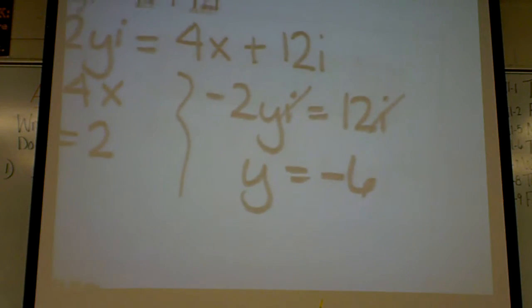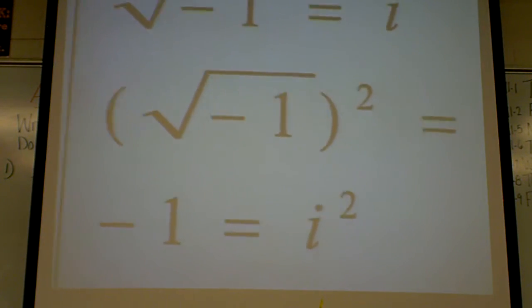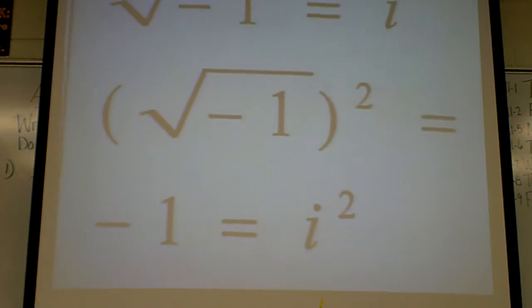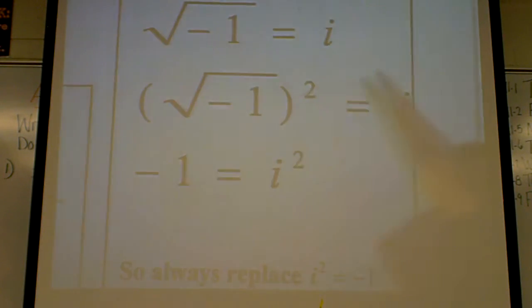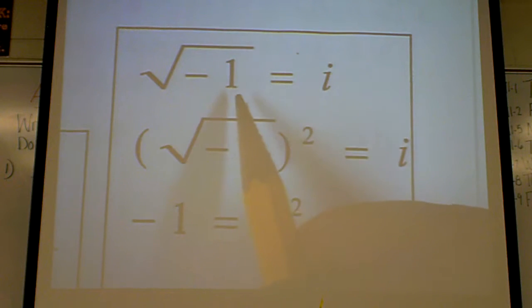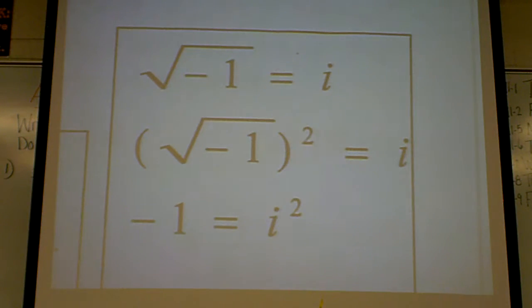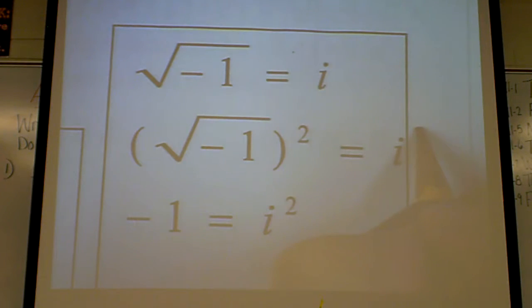All right, I want you to go back up to the very top of this page, and something got cut off, and I want you to fix this. Right here. Okay, do we all agree that the square root of negative 1 is equal to i? Okay? If we square both sides, which is what I wanted to do here, and it got cut off, put a square right here.